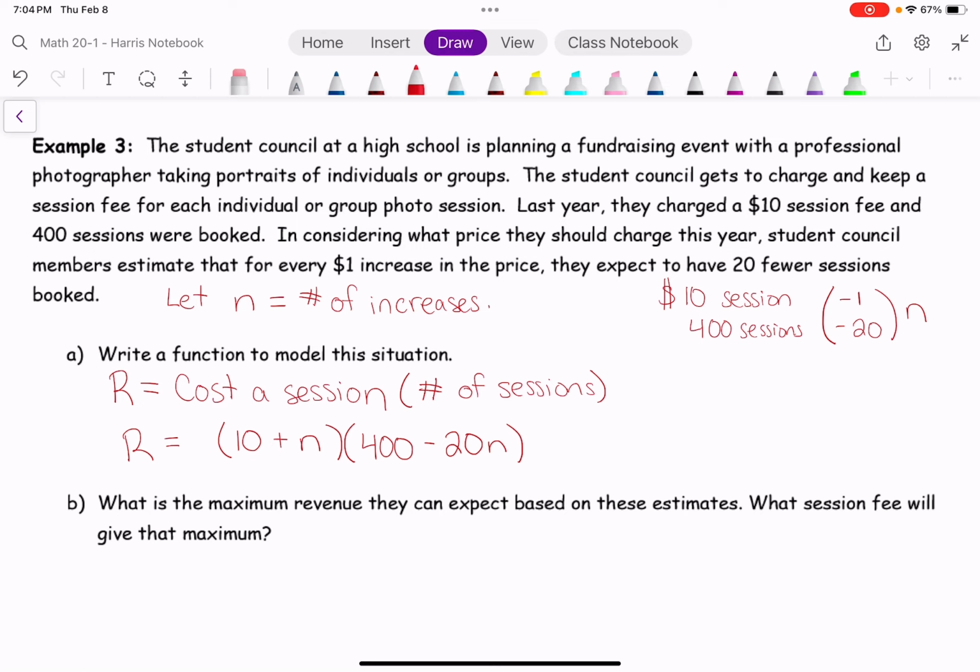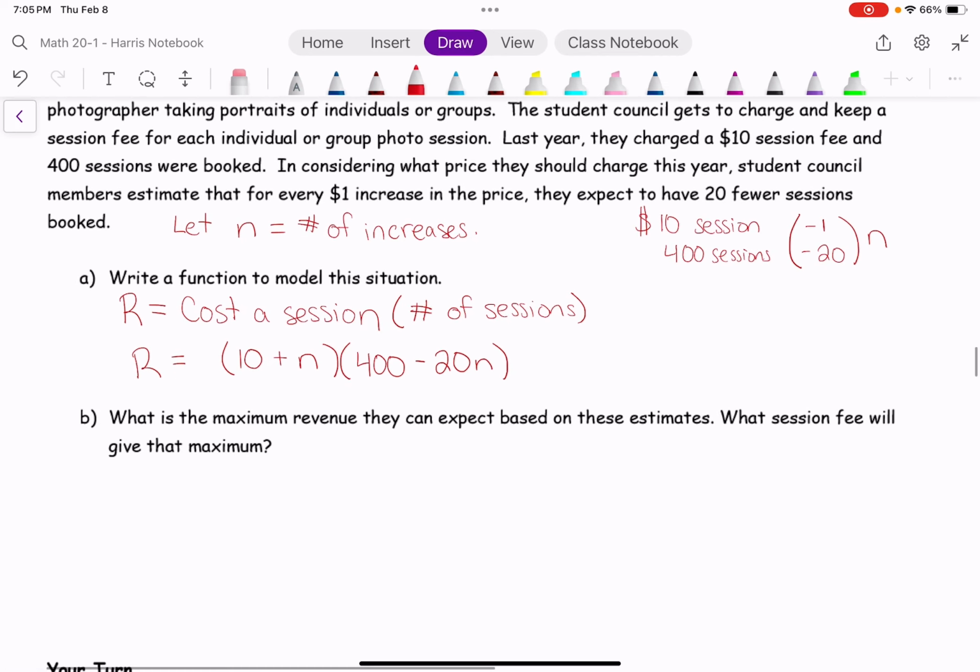So the function is going to be the cost of the session times the number of sessions. So it's going to be $10 plus the 1, that's going to be your number of increases. And then we're also going to have 400 minus 20. I'm going to expand this out, because I'm going to multiply this all out.